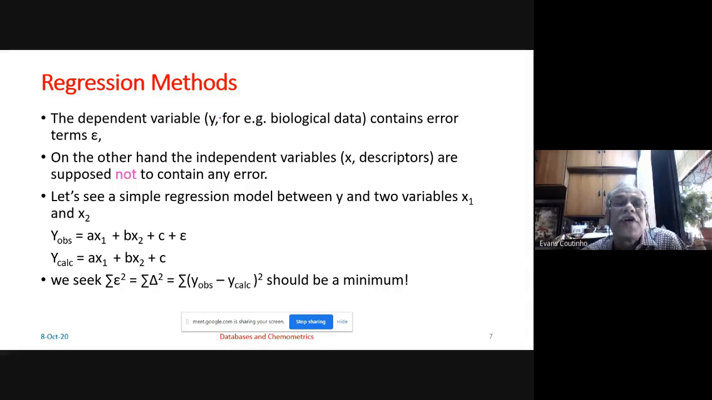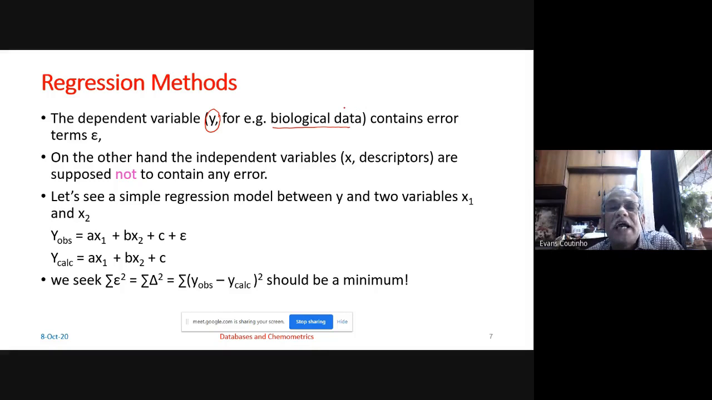For explaining regression analysis to you, let me consider the endpoint which I'm going to model, Y, as biological data. And I said it could be anything. It could be pharmacokinetic, physicochemical properties, metabolism data, toxicity data, it could be anything. But for this explanation, I'm going to restrict myself to Y being the biological data.